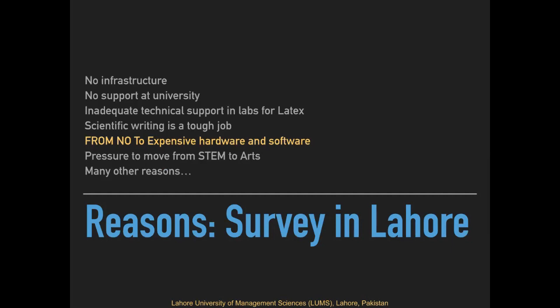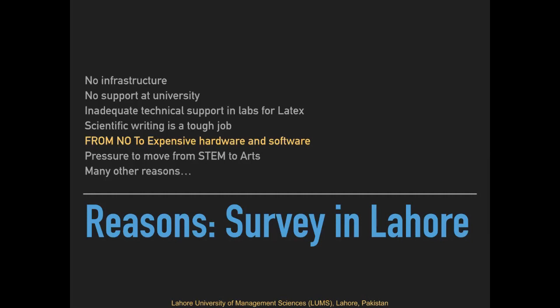There's no infrastructure to support people with visual impairment. There's no support at the university. There is inadequate technical support in labs for any scientific writing, including LaTeX. Scientific writing is a very tough job, and there is no systematic support, from no support to expensive hardware and software. There is pressure to move from STEM to arts. There's a big pressure that you can't make a career in STEM, so why don't you move to arts? How would you write mathematical documents?